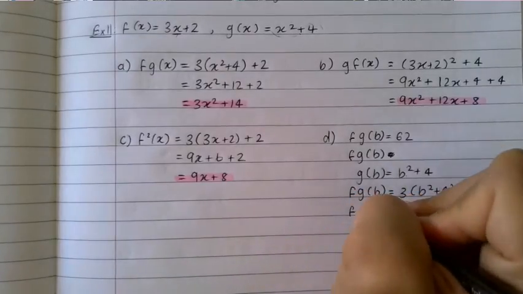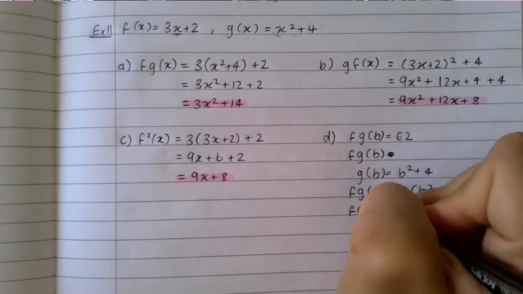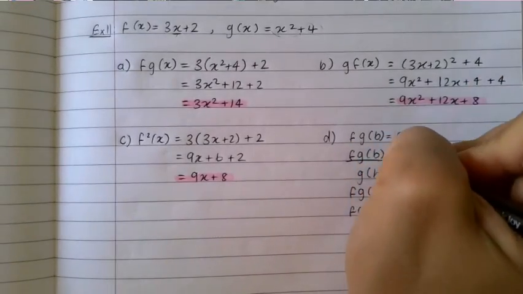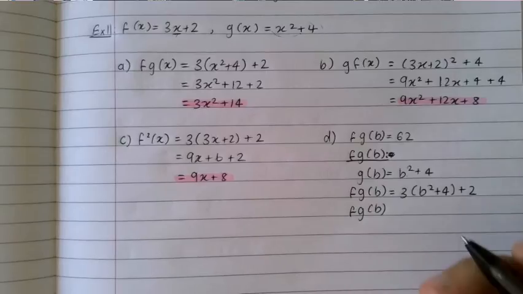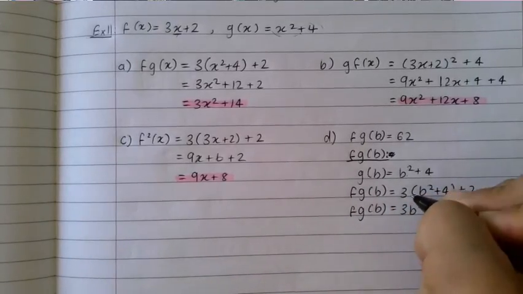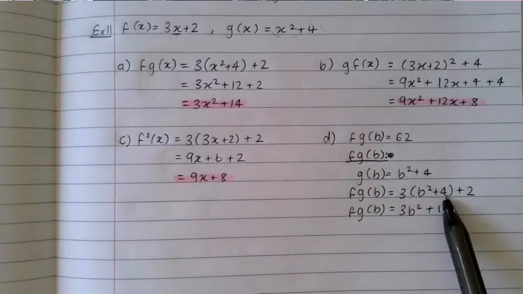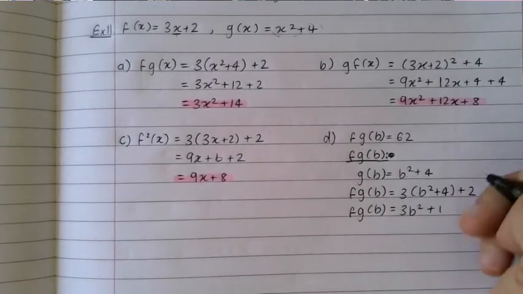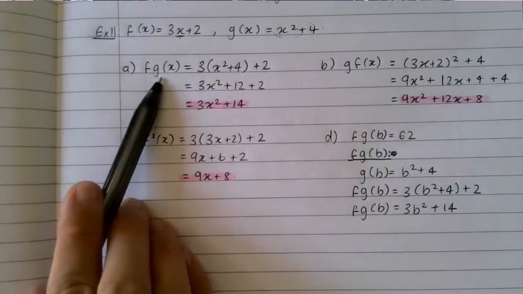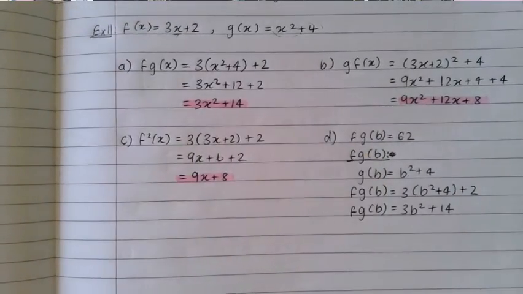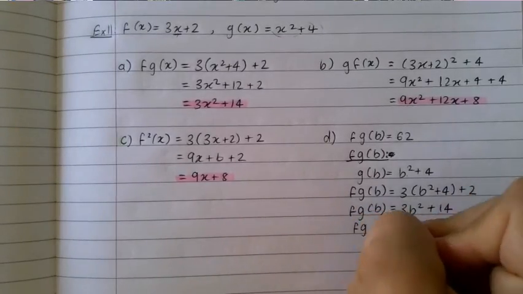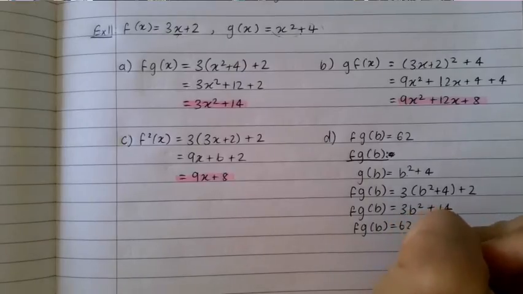So fg of b, I'm just going to underline this because that's what I was finding. fg of b is equal to 3b squared plus 3 times 4, which is plus 12, plus 2 is 14, so plus 14. I could have used my function over here, fg of x, but I just wanted to do this question from the beginning. So next we're going to solve for fg of b equals 62.